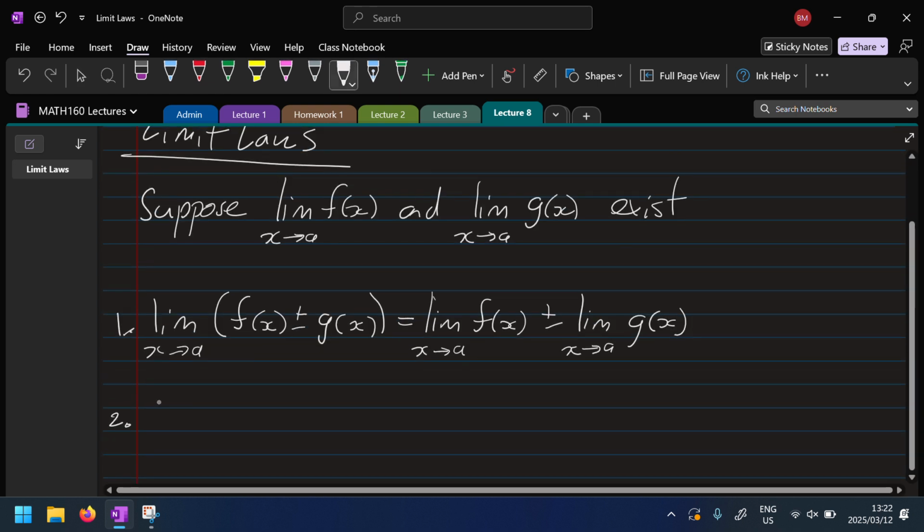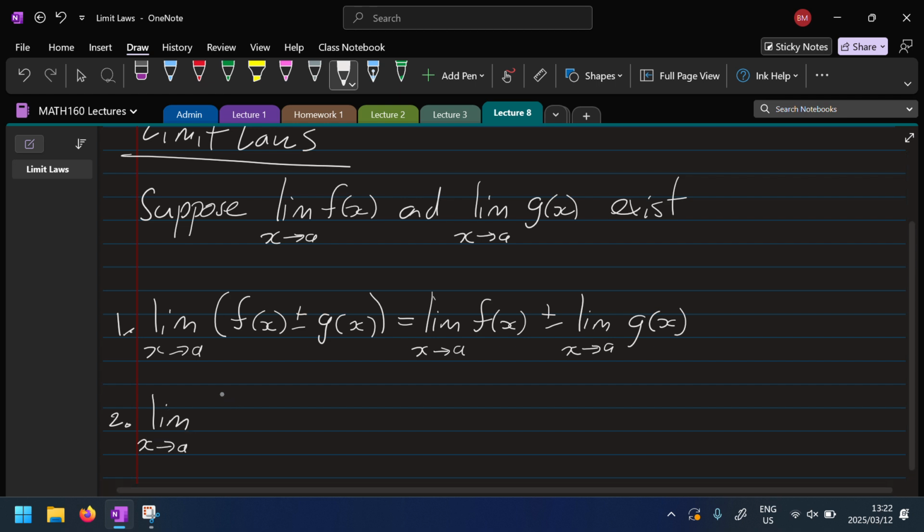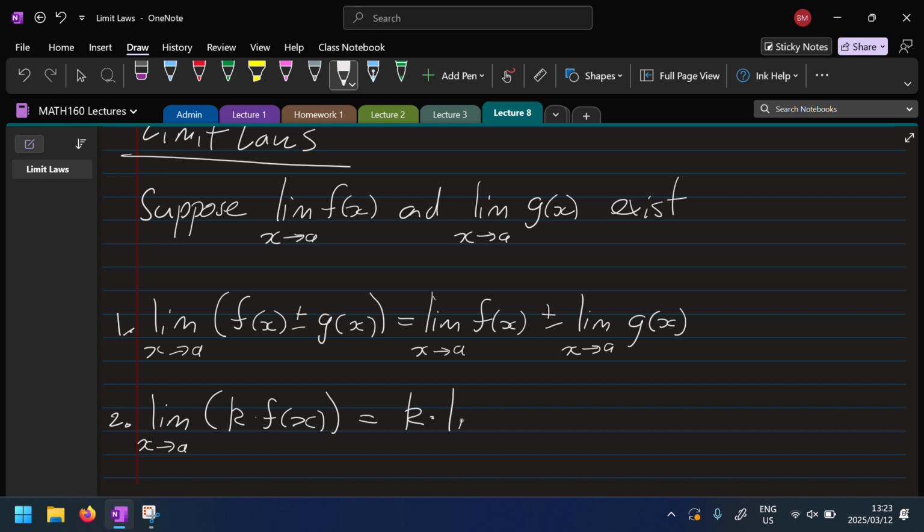Okay, number two, the limit as x goes to a of some constant k times f of x. This constant, it doesn't affect the limit. We can take it out of the limit. So this will be k times the limit as x goes to a of f of x. And again, constants multiplying the functions, they don't affect the limit value. We can take it out of the limit and then just do the limit of the original function.